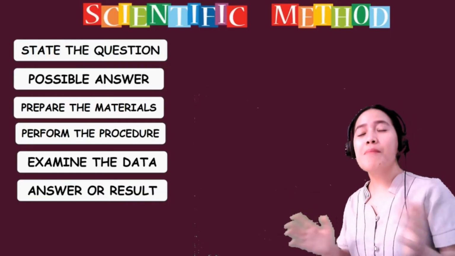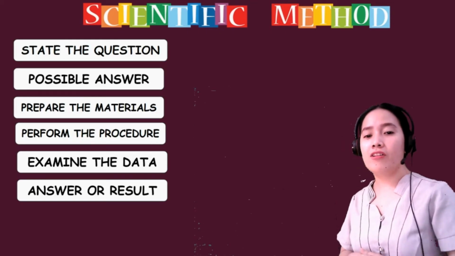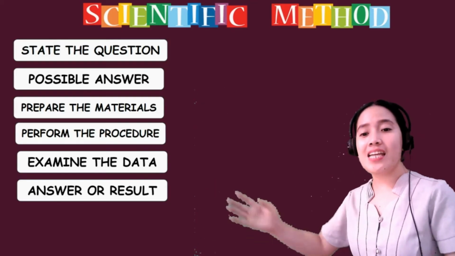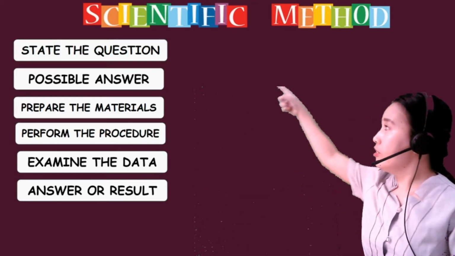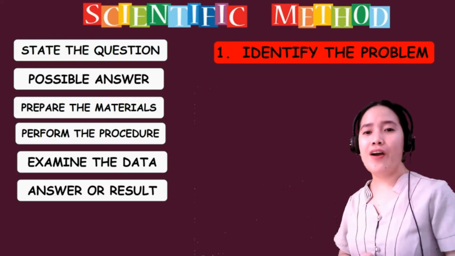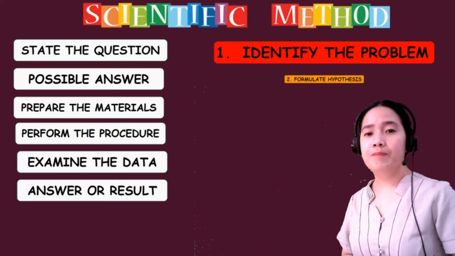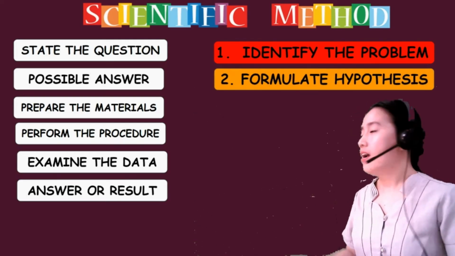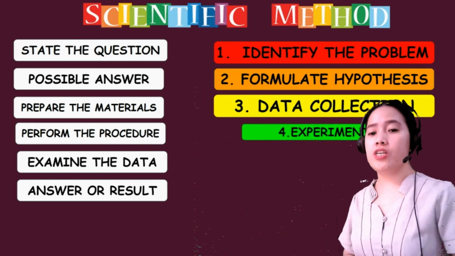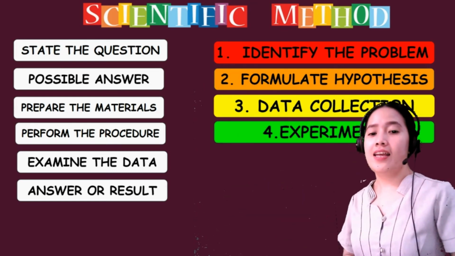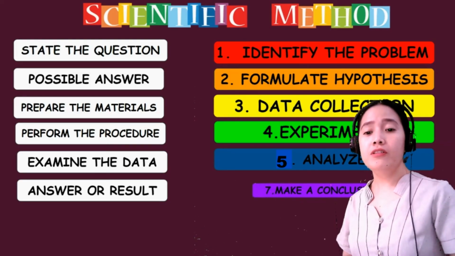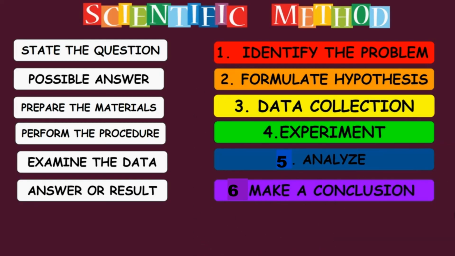So now let us summarize the steps of the scientific method. So I have here keywords. So all you have to do is identify the steps of the scientific method. For the first one, state the question. Very good. Identify the problem. Possible answer. Formulate hypothesis. Prepare the materials. Data collection. Perform the procedure. Experiment. Examine the data is to analyze. Answer or result, make a conclusion.